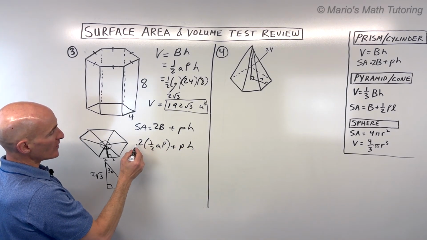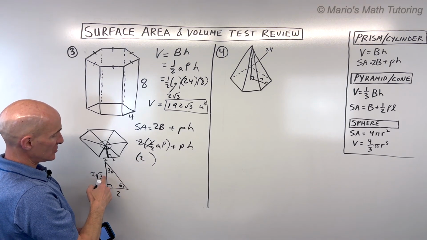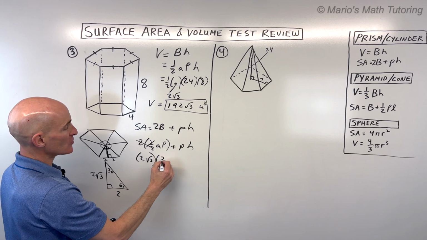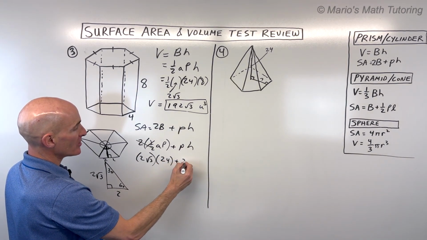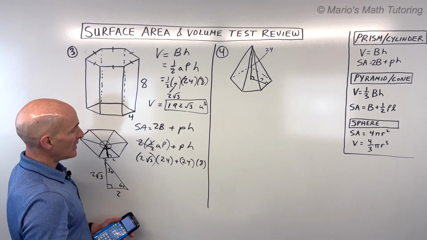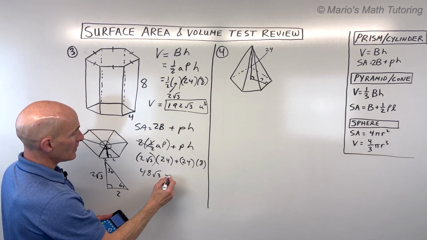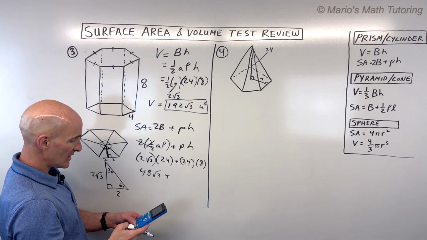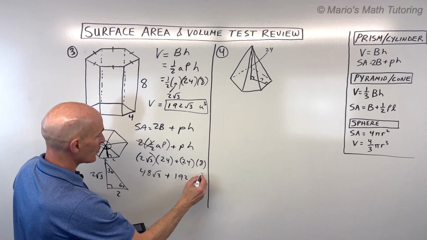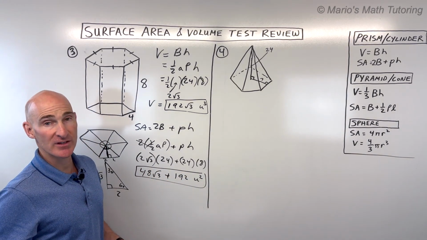So let's go ahead and put what we know in. So 2 times 1/2, that's 1. The apothem we figured out was 2 root 3. The perimeter we said was 4 times 6 sides, that's 24. This perimeter here, same thing, 24. And then the height, which is 8. Let's see what that comes out to. So we have 48 root 3, and then 24 times 8 is 192. And this is going to be units squared since it's area. So that's an exact answer for the surface area.